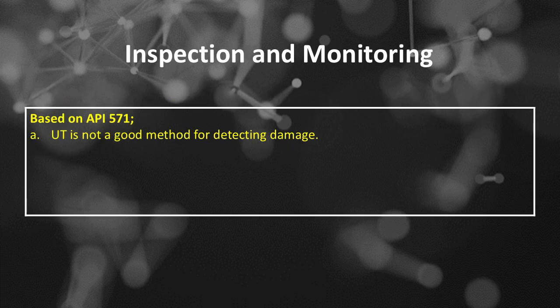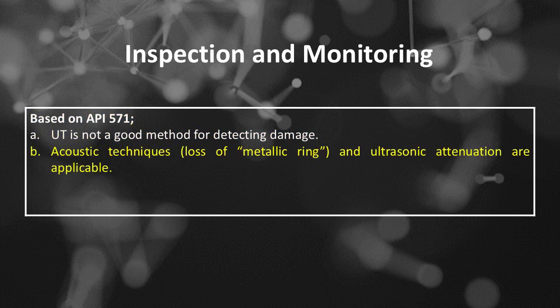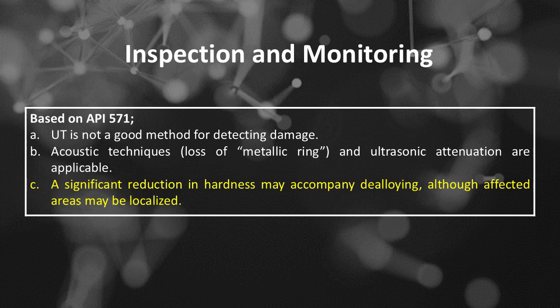Graphitic corrosion inspection and monitoring based on API 571. Number A, UT is not a good method for detecting damage. Number B, acoustic techniques, loss of metallic ring, and ultrasonic attenuation are applicable. Number C, a significant reduction in hardness may accompany dealloying, although affected areas may be localized.